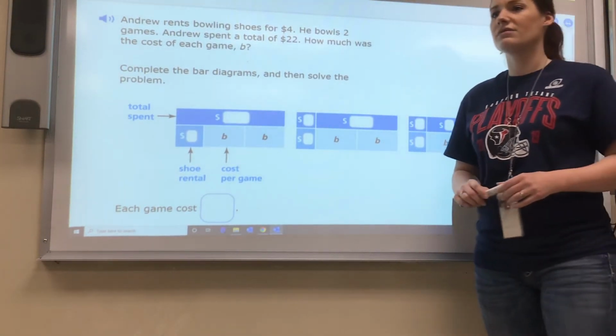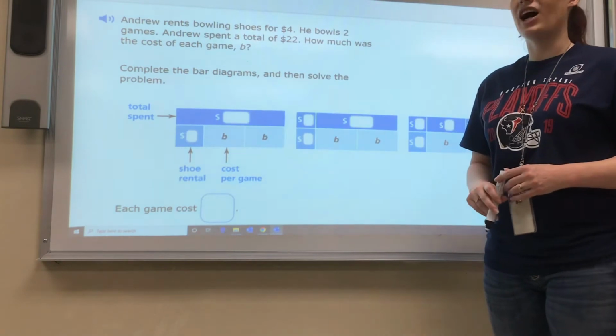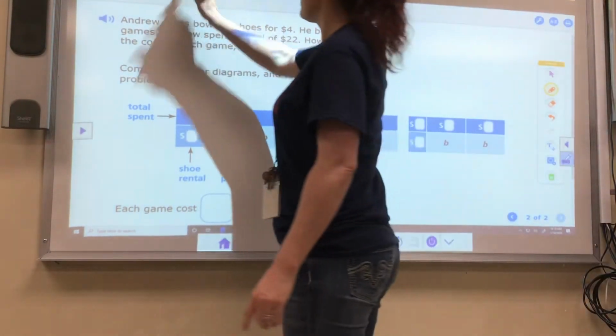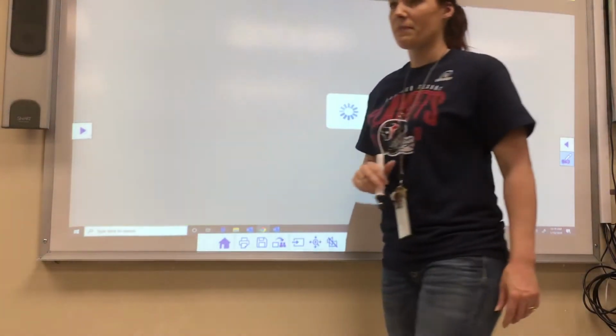Oh. The ink tip fell. Oh no. I don't even know how.